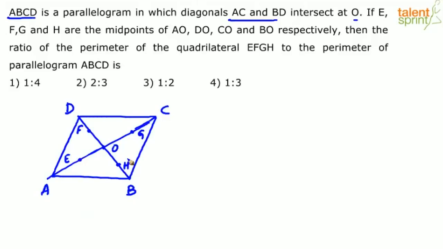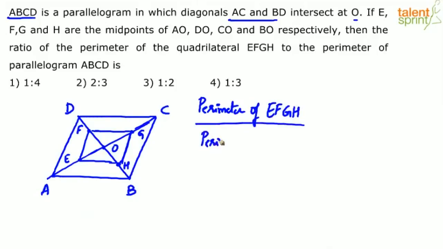Then the ratio of the perimeter of the quadrilateral EFGH. So one more quadrilateral will be formed, right? Which quadrilateral? EFGH. So the ratio of the perimeter of the quadrilateral EFGH to the perimeter of ABCD. So basically, the perimeter of EFGH divided by the perimeter of the original quadrilateral ABCD.